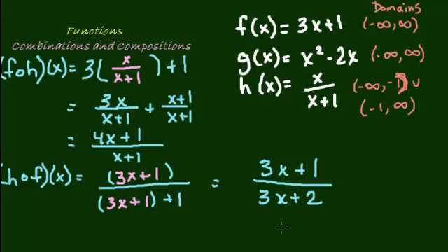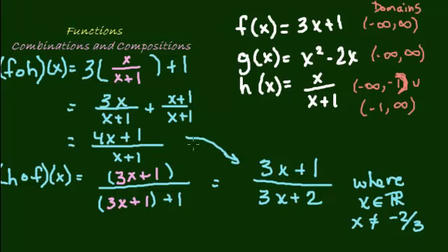Alright, now the domain on this is not the same as h. The domain on this, my x cannot be where x is any real number and x is not equal to negative 2/3. That would be the domain on h of f. Notice these two things, once again, are not the same, showing you that the composition of functions is not commutative.